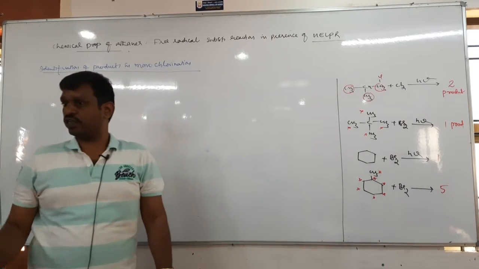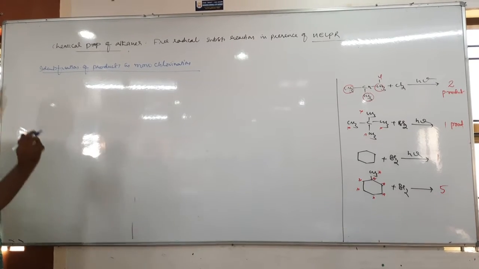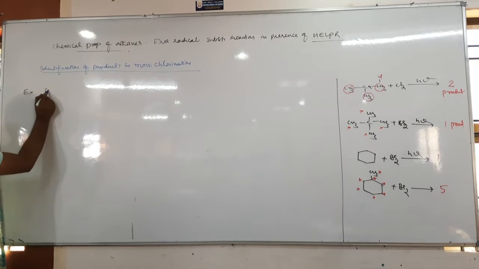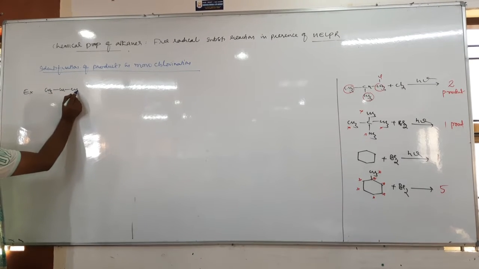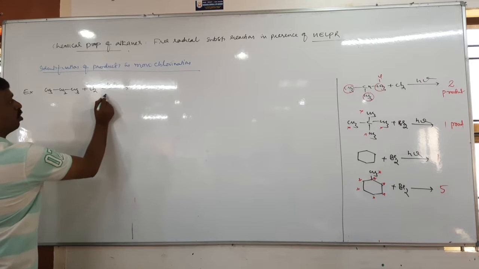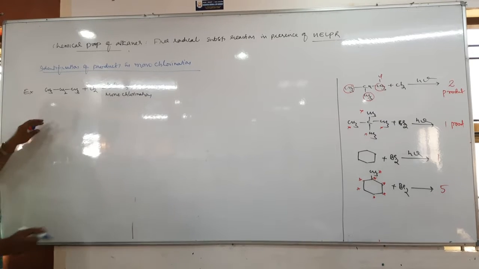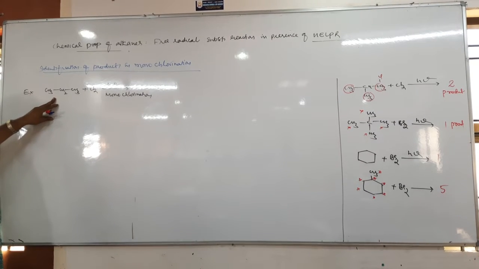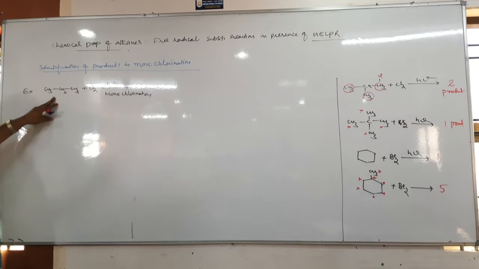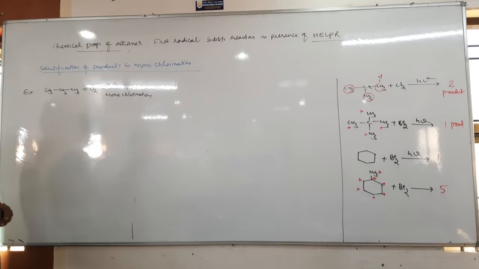When an alkane undergoes monochlorination, it gives the product. The meaning of monochlorination is that only one chlorine has to be substituted. For example, CH3 CH2 CH3 with Cl2, h nu, monochlorination. Tell me, propane undergoes monochlorination. What is the product? We should write only one product. Which one product? 2-chloro, because here 1-chloro and 2-chloro are possible, but we want to write only monochlorination.